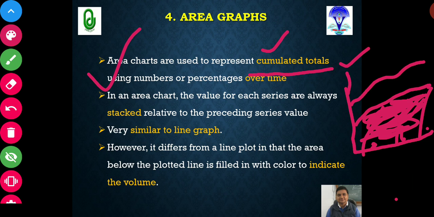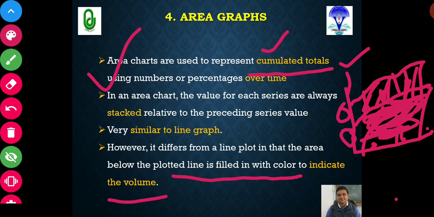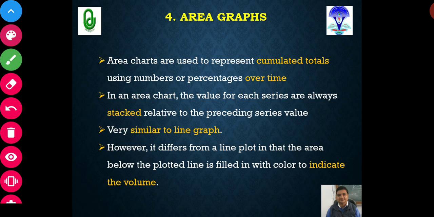That means the frequency of cattle and buffalo will be added together, and this area will represent the volume of buffalo. So we'll see one example. What I wanted to tell you here is that it differs from a line plot in that the area below the plotted line is filled with color to indicate the volume. So this is the plotted line, and the area below the plotted line is colored. This is how the area graph is prepared. We'll see one example, then it will be more clear to you.